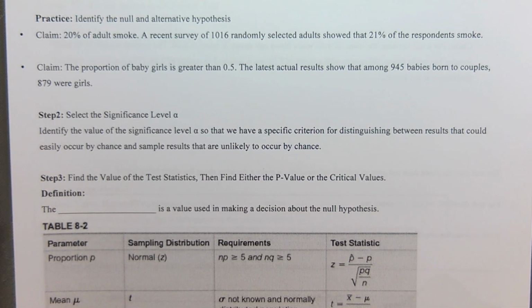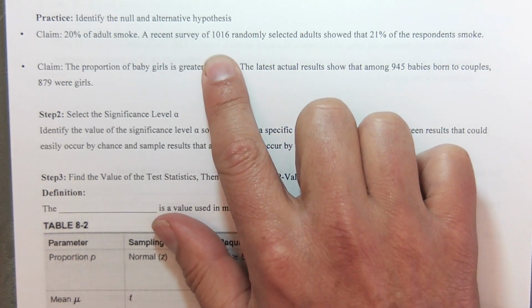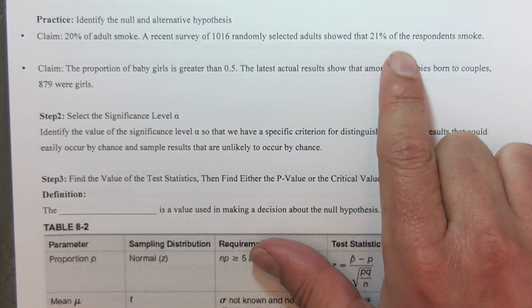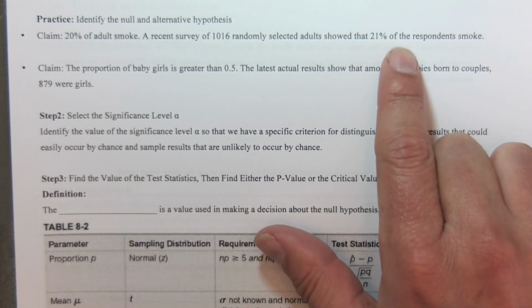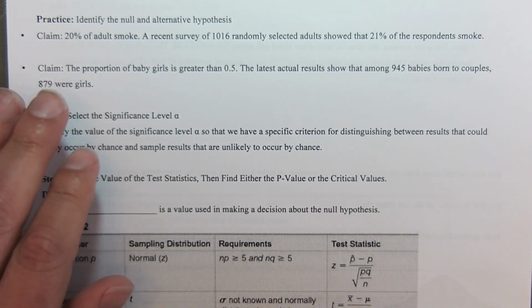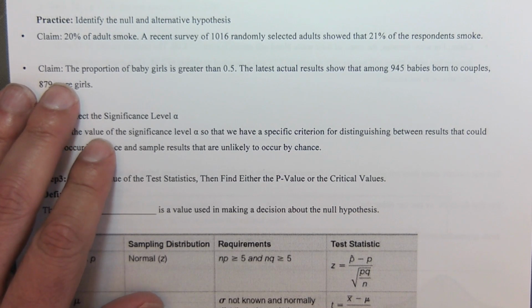So we're going to identify the null hypothesis and the alternative hypothesis. The claim is that 20% of adults smoke. Then we have a recent survey of 1,016 randomly selected adults showed that 21% of the respondents smoke. Now notice that these two percentages are different. The whole point of our testing is that difference significant? And we'll be using a lot of fancy math to do that.